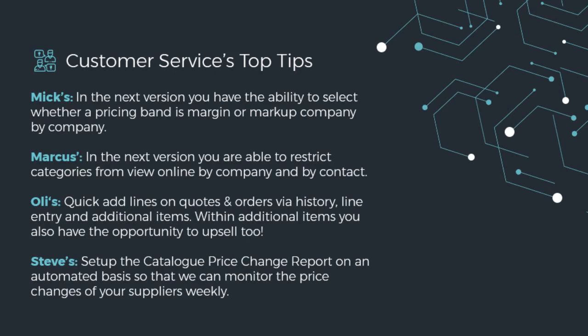And then finally, Steve's is using the catalogue price change report to basically see what prices have changed from your suppliers within that specific time frame, and then you can basically have that sent to you on a weekly basis without having to remember to run that report, as long as you set that up within the admin and the automated reports. And that is basically the team's quick tips. Hopefully they will help you speed up doing certain jobs within Prima and make your lives a little bit easier.